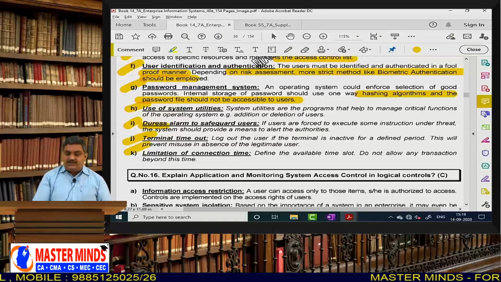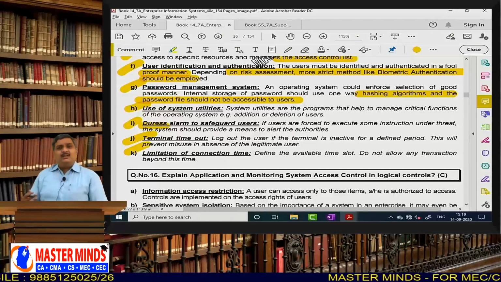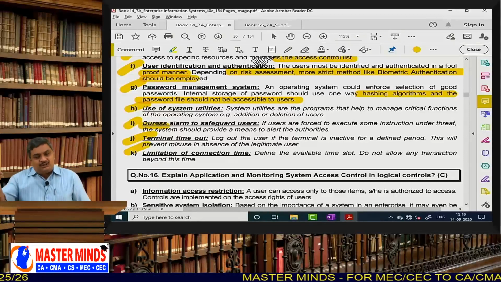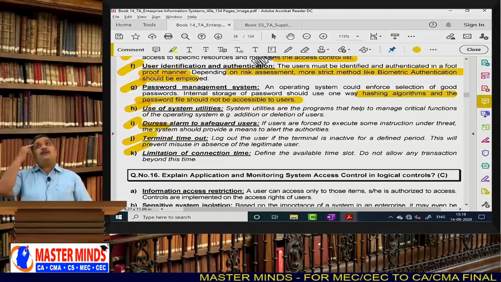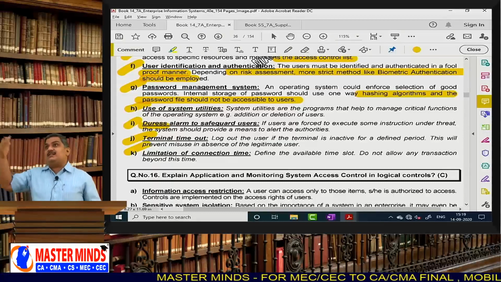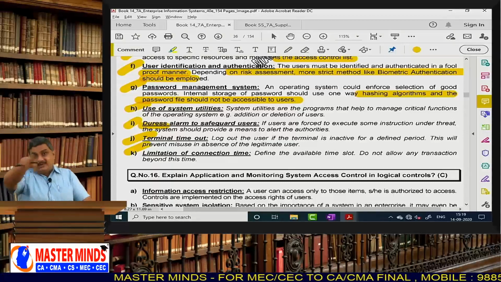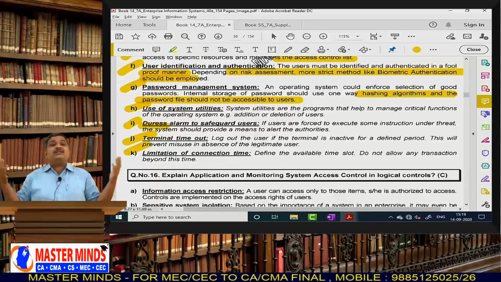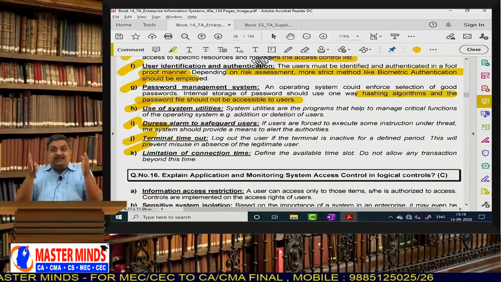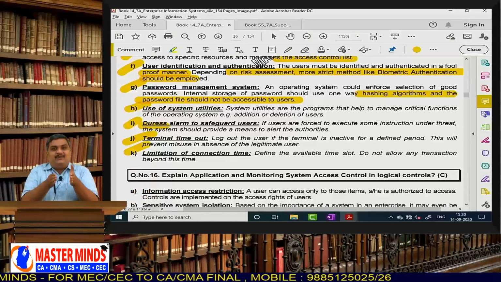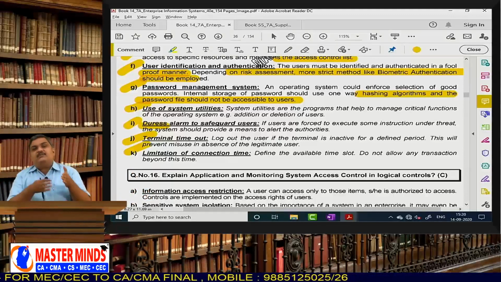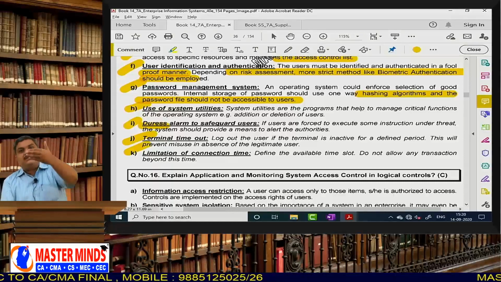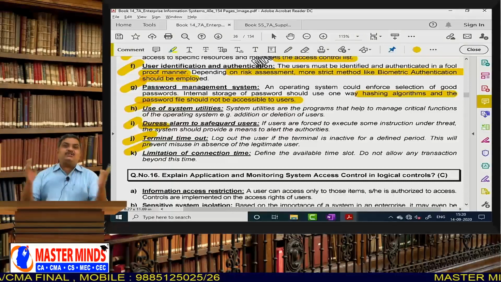And limitation of connection time. That means, in an ATM, you are making a transaction. It asks you to enter your PIN number, and you forgot your PIN number and you are trying to recollect it, and it takes some 30 seconds. Then automatically one message gets displayed on the ATM screen: transaction timed out. That means every transaction is given a specific time. In that time only, you have to finish the transaction. If you take more time, automatically the system shows a message, transaction timed out.